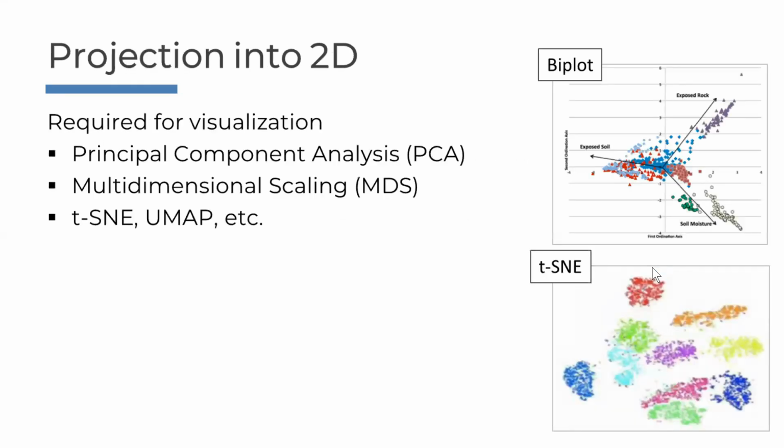So what you do when you have so many dimensions or columns is project them into 2D, because that's how you can visualize them. As for options, there's principal component analysis, PCA, where you can construct a biplot that is shown on the right-hand side, or you can do multidimensional scaling, or t-SNE or UMAP. There's many others you can use.